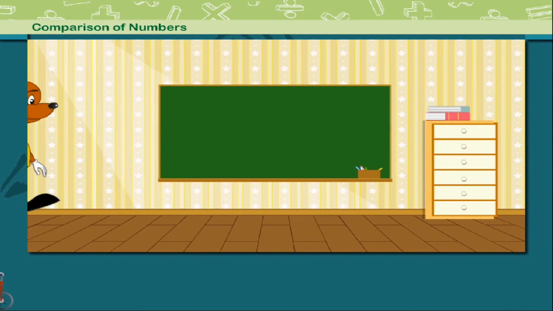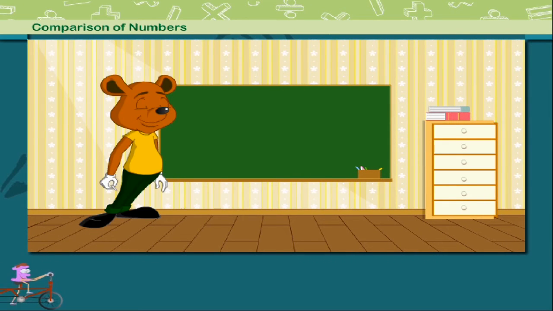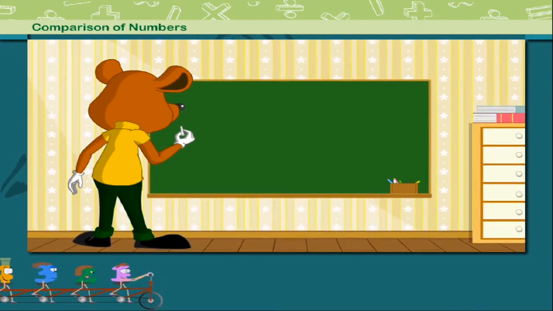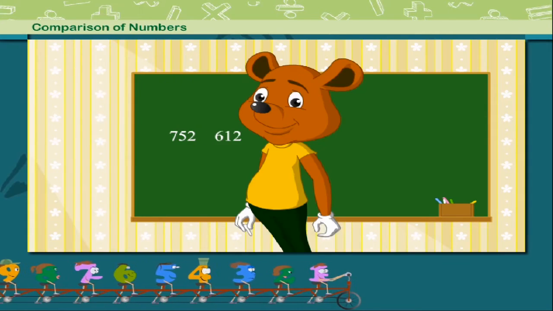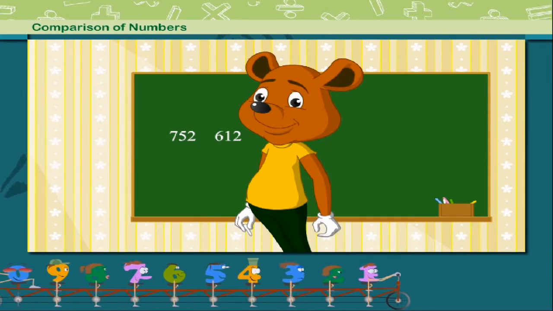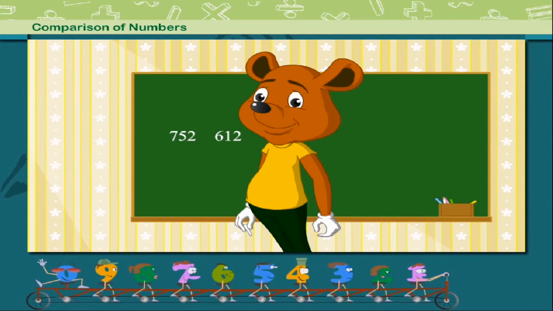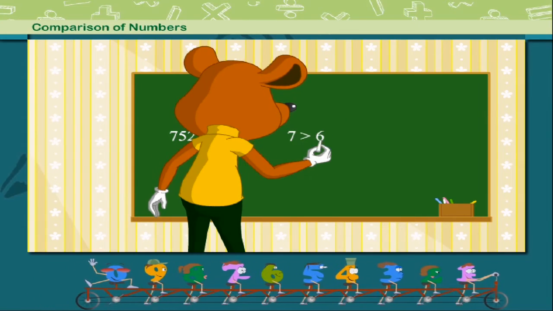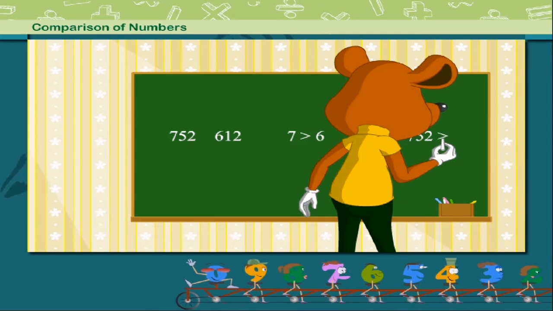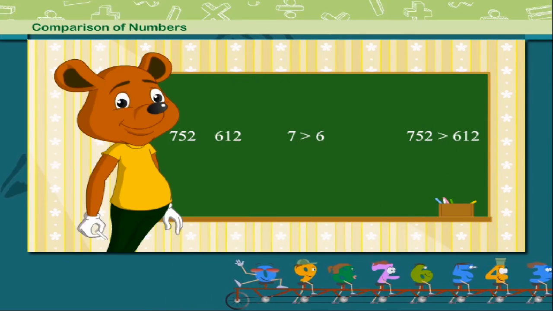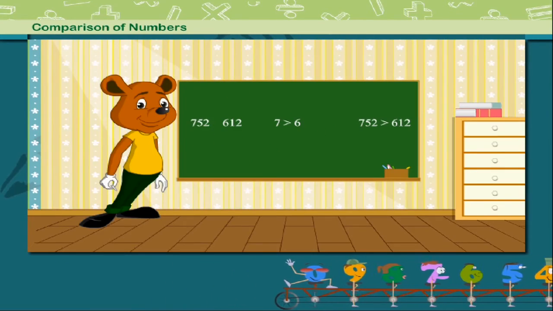Comparison of numbers. Tommy Mouse is on the board to compare 3-digit numbers. His first set of numbers is 752 and 612. He compares the hundreds first. 7 is greater than 6. So, 752 is greater than 612.